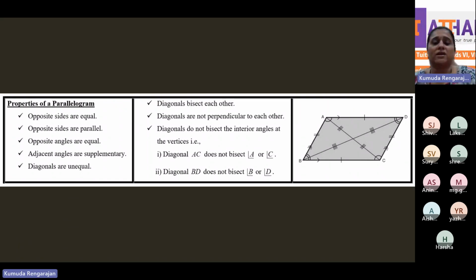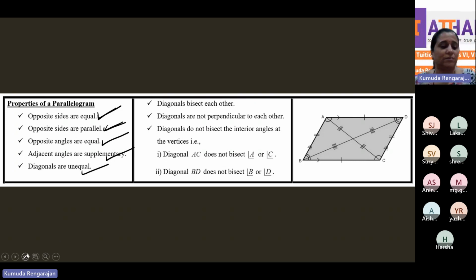So for a parallelogram, as we understood from the definition, if both pairs of opposite sides are parallel, then it's a parallelogram. Further properties of a parallelogram: opposite sides are parallel, which is the definition; opposite sides are equal, opposite angles are equal, adjacent angles are supplementary, and the diagonals are unequal. In a parallelogram, the diagonals are not equal.